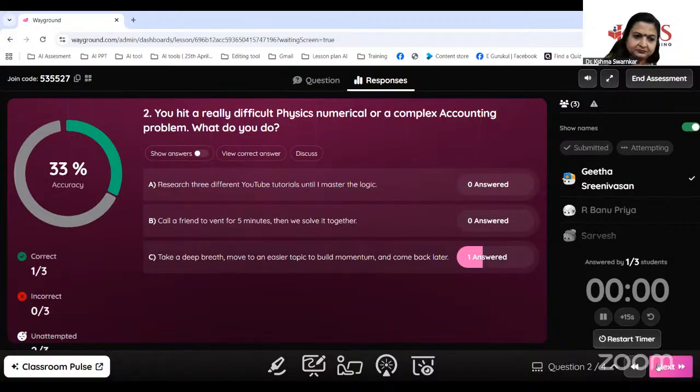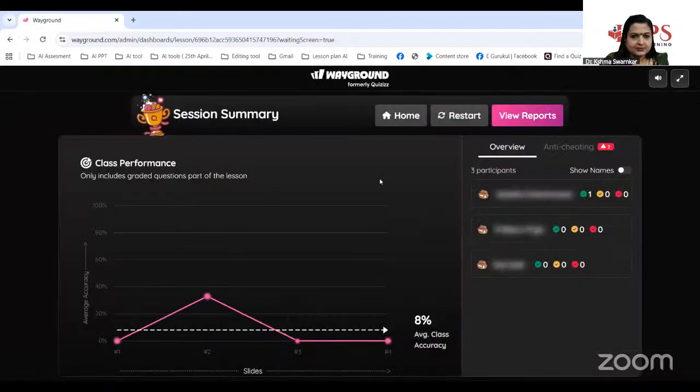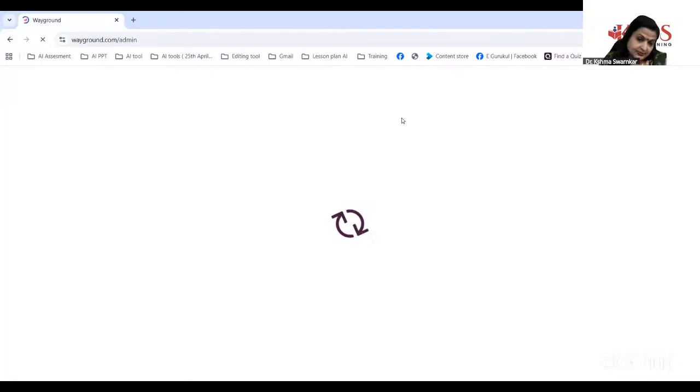That is C1, take a deep breath, move to an easier topic to build momentum and come back later. Right. I will definitely tell you the good questions through which you are able to understand all the questions. See, the first question was, let me go through the first question and the assessment. I'm going to go through all the questions, because on YouTube we might not be able to see. I am not able to see your responses if you are putting them in the chat box.